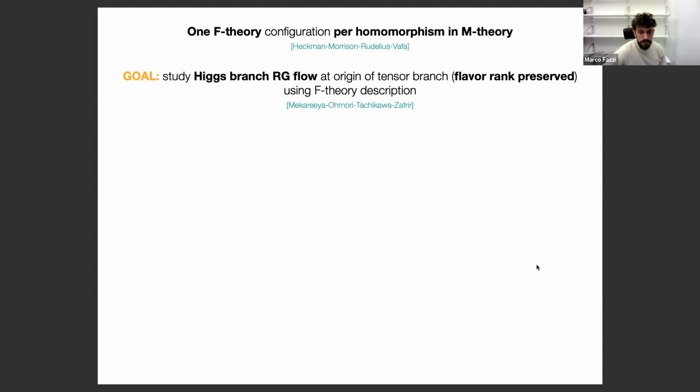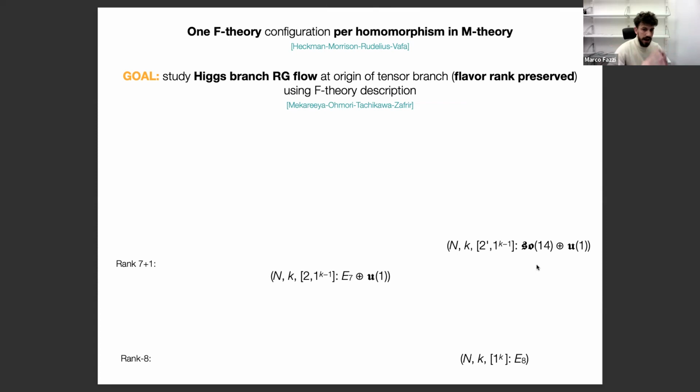Okay, so it's obvious that in rank 8, the only thing that I can consider or can have is Katz label 1 to the k, and as we've seen, that preserves the full E8. However, if I now consider, say, rank 7 plus 1, in this way of splitting 8, I immediately see that I have at least two options. In fact, these are the only two options that I have. I could either consider 2 and then 1 to the k minus 1, or 2' and then 1 to the k minus 1. And these two Katz labels actually preserve two different flavor algebras on the left.